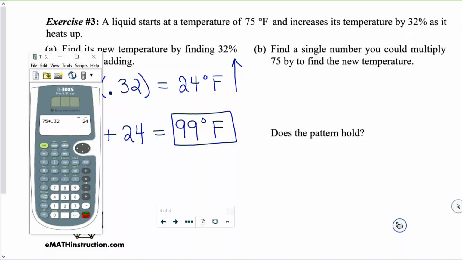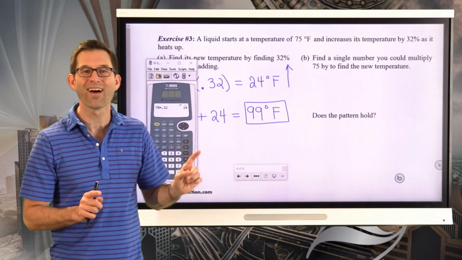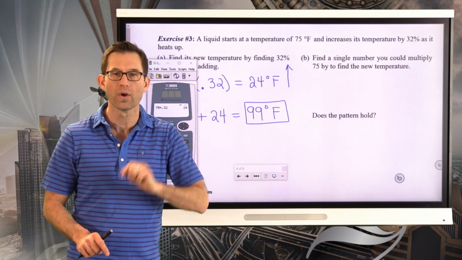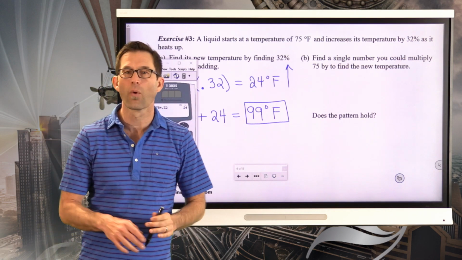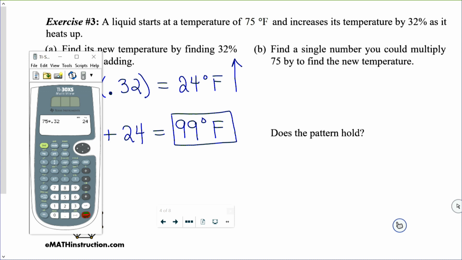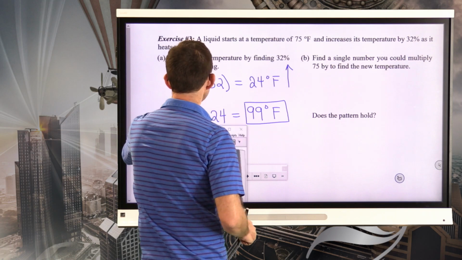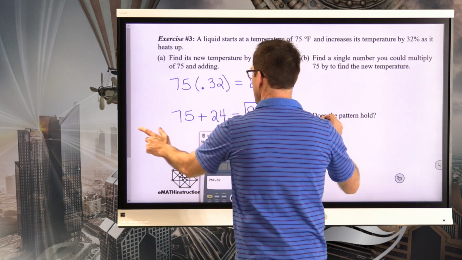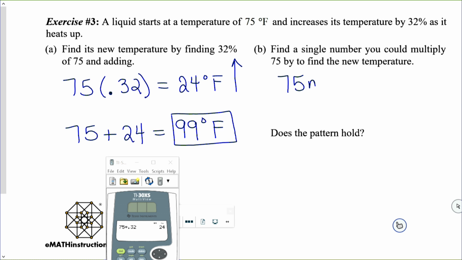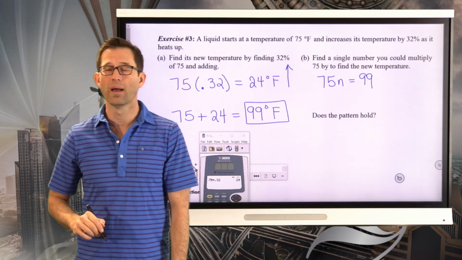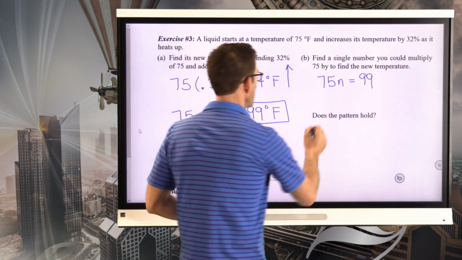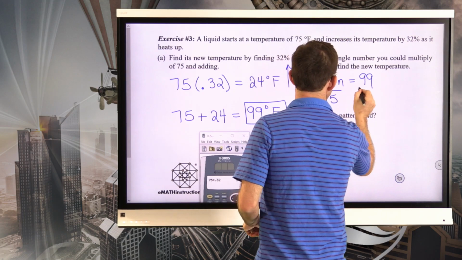All right. Now again, my whole goal this lesson is to not have to do this in 2 calculations, to do it in only 1. So letter B, just like before, asks us to do the following. Find a single number you could multiply 75 by to find the new temperature. Does the pattern hold? So again, same idea. Let's do this one together, right? If I wanted to find a single number I could multiply 75 by in order to get that 99, I would solve that by solving this equation. 75 times n equals 99. I can then solve this equation by dividing both sides by 75.